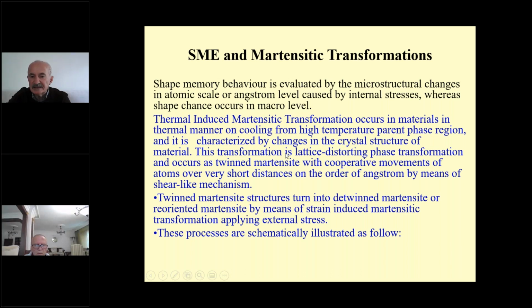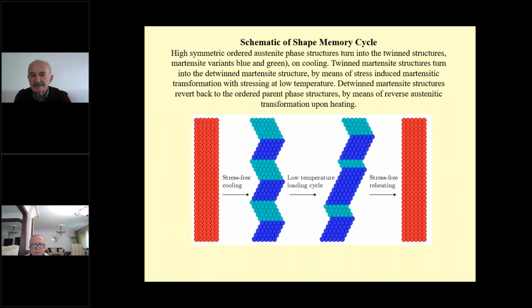This transformation is a lattice-distorting fast transition and occurs as twinned martensite with the cooperative movement of atoms over very short distances, on the order of angstroms, by means of a shear lag mechanism. After that, twinned martensitic structures turn into detwinned martensitic structures by means of stress-induced martensitic transformation by applying external stress.